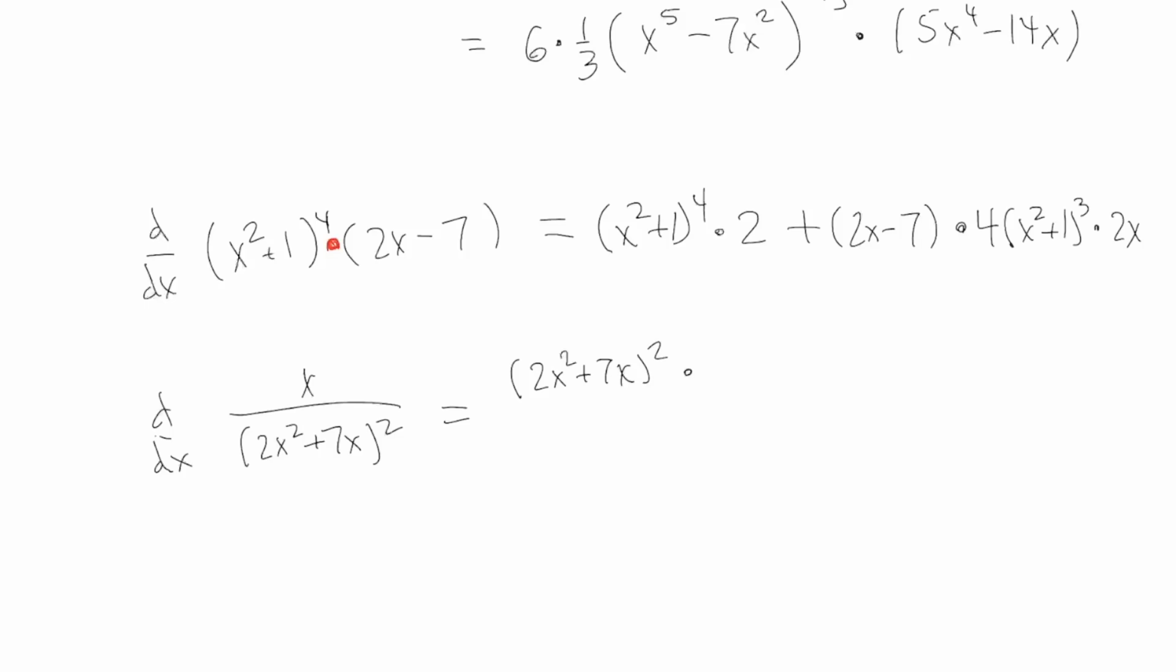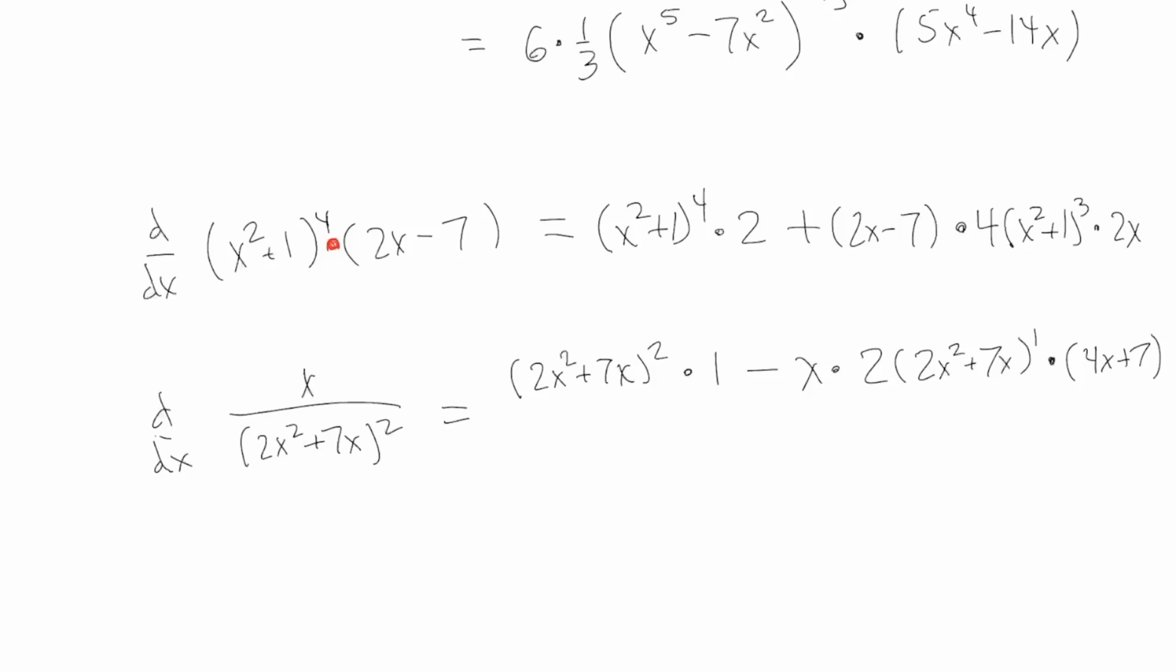That's the bottom times derivative of the top. The top is x, so the derivative of the top is 1, minus the top, which is x, times derivative of the bottom. And now we do the chain rule, because the bottom is a composition, it requires the chain rule. I go 2 in the front, and then the same stuff, and then decrease the power to a 1. And then times the derivative of the inside of the bottom, which is 4x plus 7. Like that.